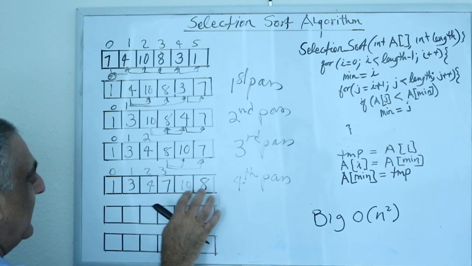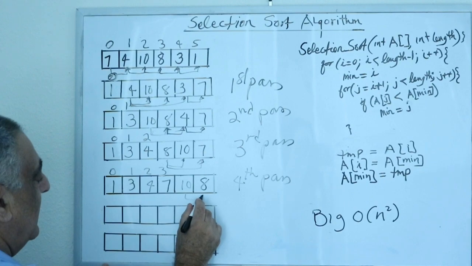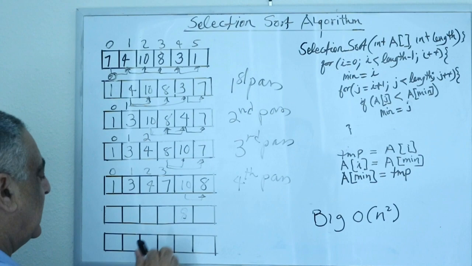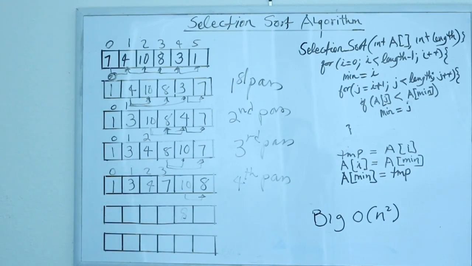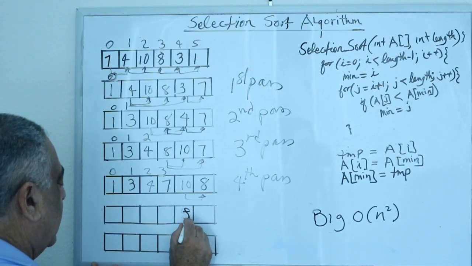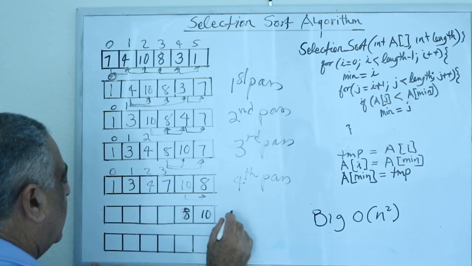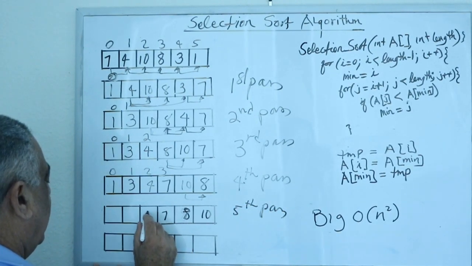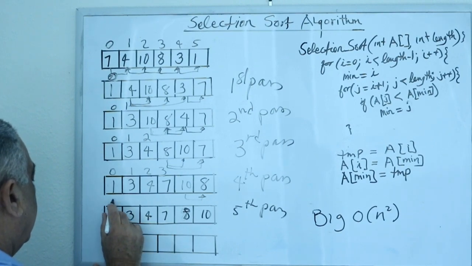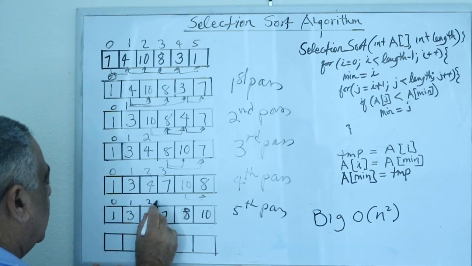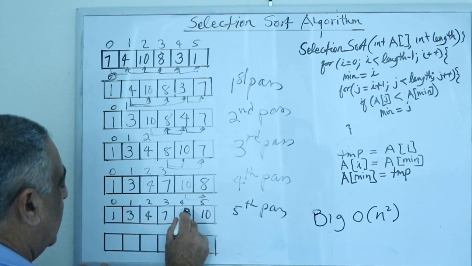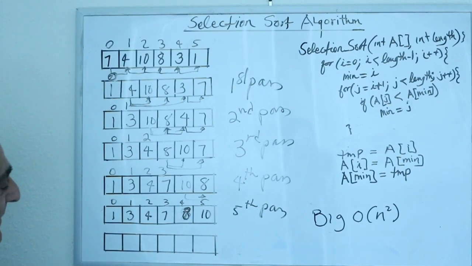Okay. Now I have 10 and 8. Well, 8 happens to be less than 10, so I'm going to swap 10 and 8. So 10 and 8 get swapped. Okay. So now this is my 5th pass. So I have 7 here, 4 here, 3, and then my index would be 0, 1, 2, 3, 4, 5. This is what I end up with.